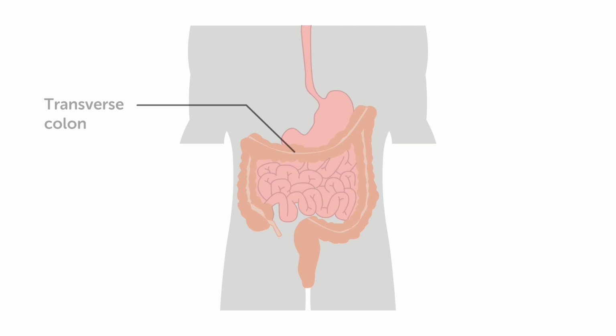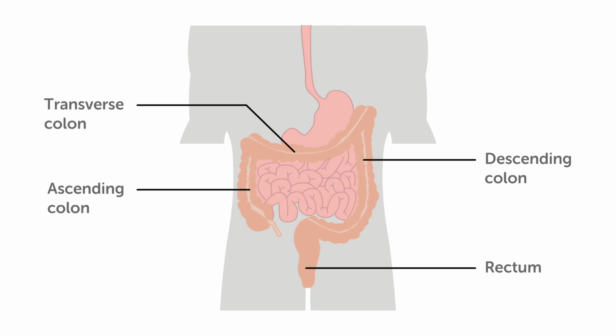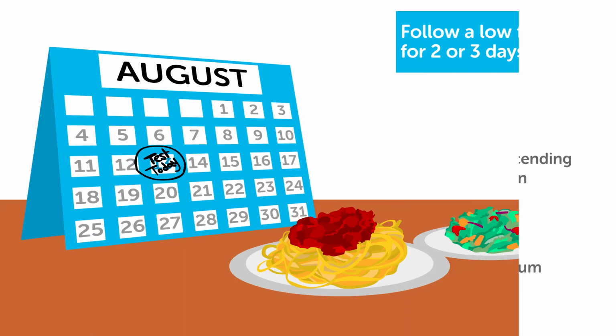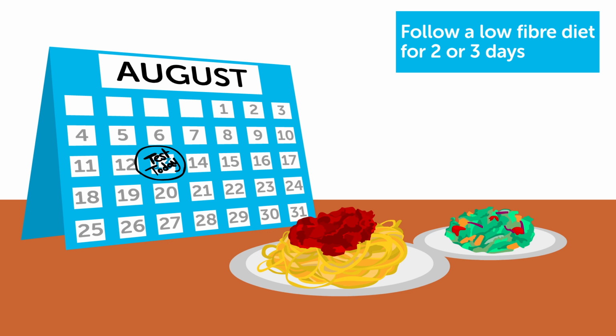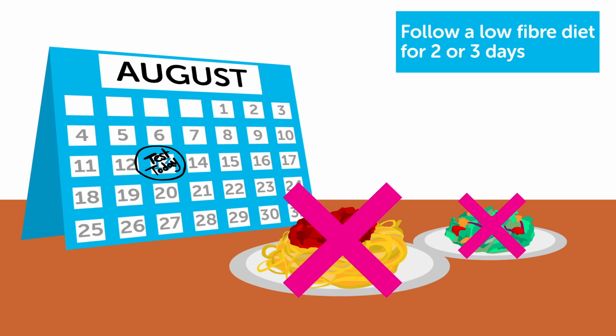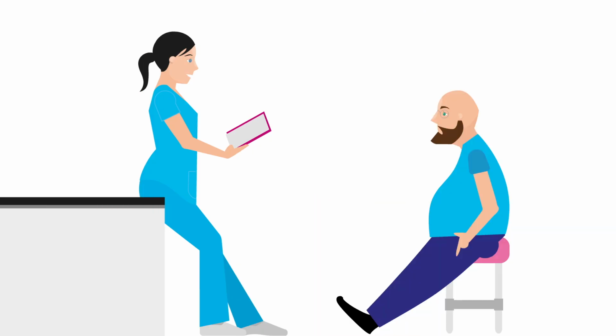A CT colonography is a test to look at the inside of your bowel. Your bowel needs to be empty for the test, so you have to follow a special diet for a couple of days beforehand, usually a low-fiber or liquid diet. You'll be given instructions about what you need to do.